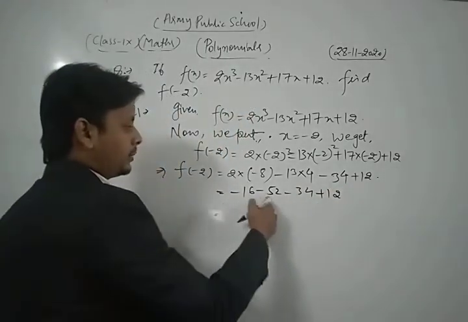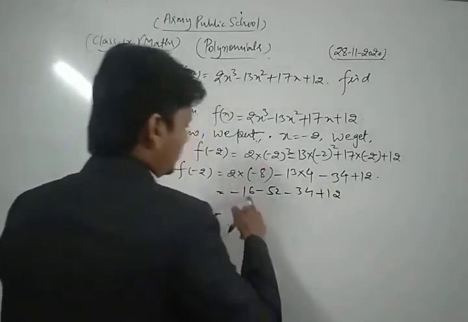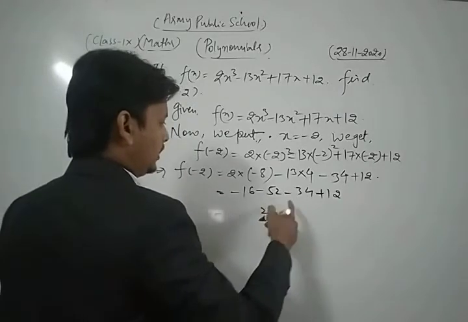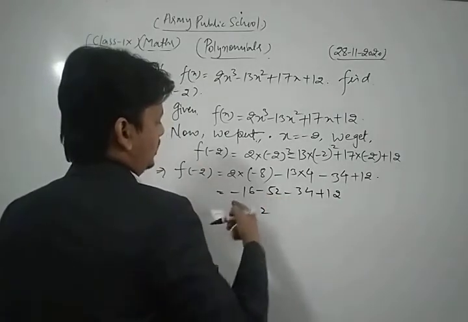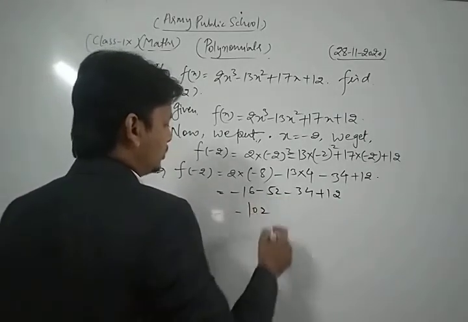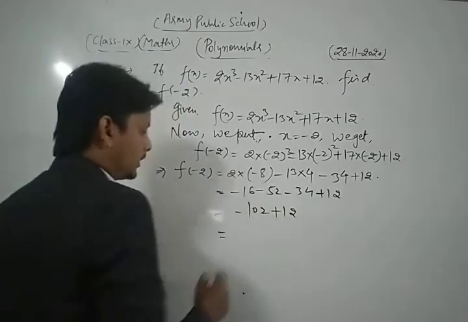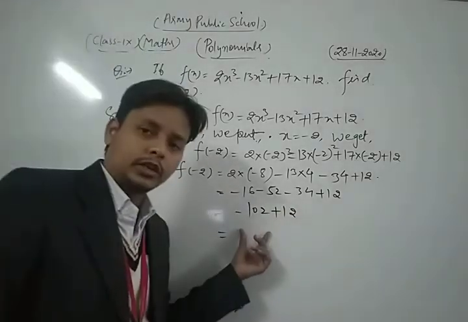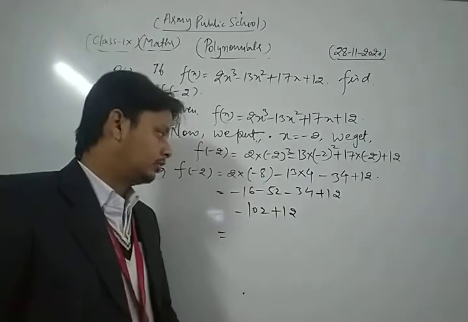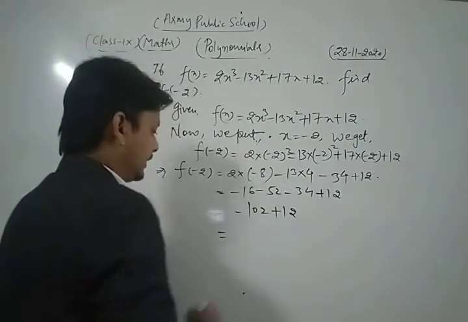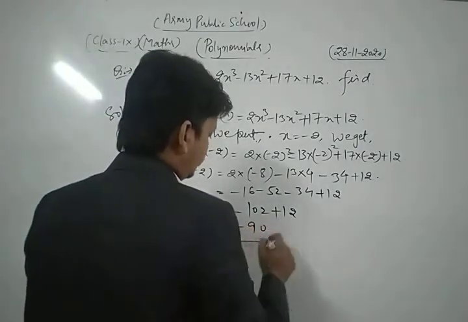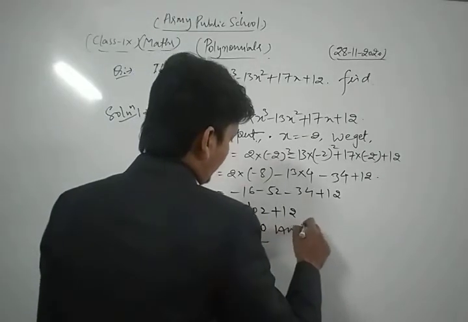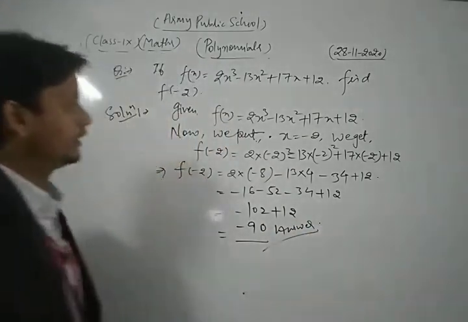Now let's see, this is minus, minus, minus, so we add them. Minus 16, minus 52 and minus 34 gives minus 102, plus 12. Now minus 102 plus 12 is minus 90. So minus 90 is our required solution of the given question.